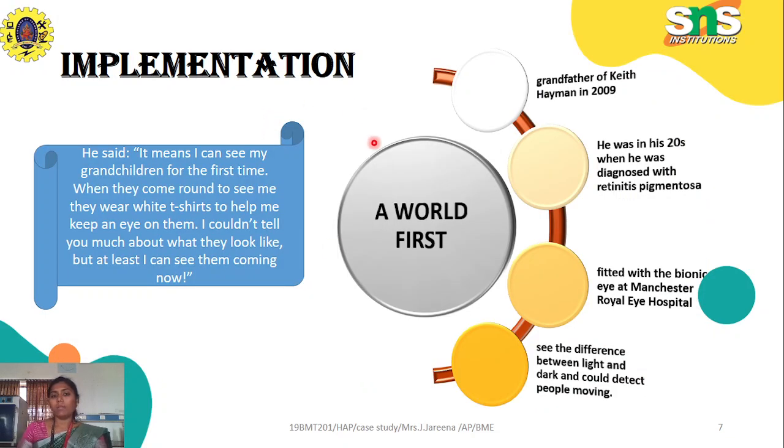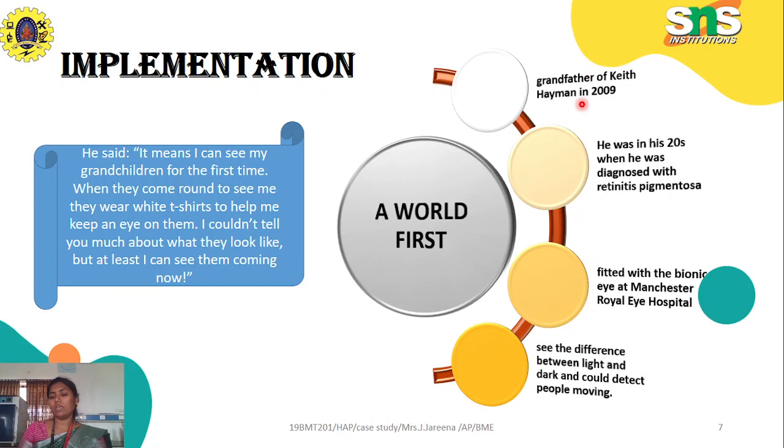The first implementation of the bionic eye happened to the grandfather of Kate Heyman in 2009. He was diagnosed with retinitis pigmentosa when he was in his 20s, and he continued his life for a few years, and later he was fitted with a bionic eye at Manchester Royal Eye Hospital in 2009. After it was implanted, he could see the difference between light and dark, and even detect how people were moving, people's movements and so on.